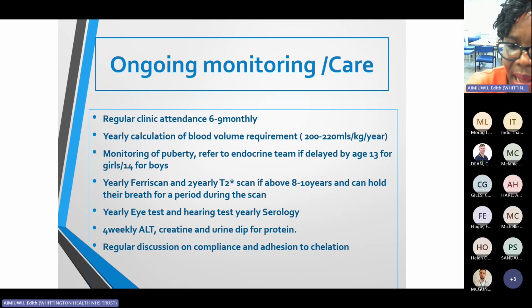We go through the results. I print out the results and go through them with the parents. This is what the ferritin is now. This is what it should be, and all of that, so that they will have a visual chart in front of them that they can use in monitoring. Or even along with the hemoglobin, I often give them all the results.